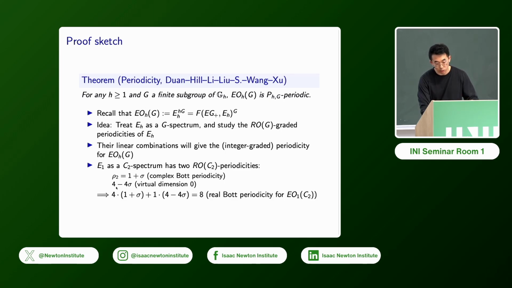That's an RO(G)-graded periodicity. That's a virtual dimension 0. So the 4 minus 4 sigma is something you don't see integrally, because if I forget the C2 action, that's 0. Now if I have two RO(C2)-graded periodicities, I take 4 times the first one, plus 1 copy of the second one, and I get an integer periodicity, 8. And that's the real Bott periodicity for KO. So this is the idea.